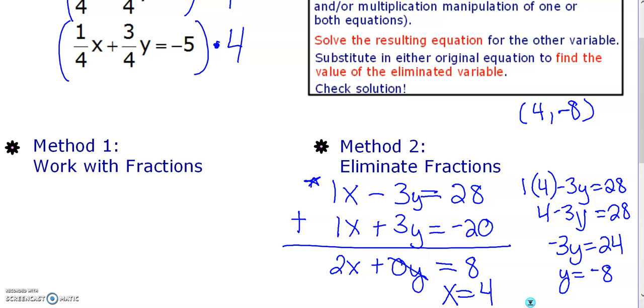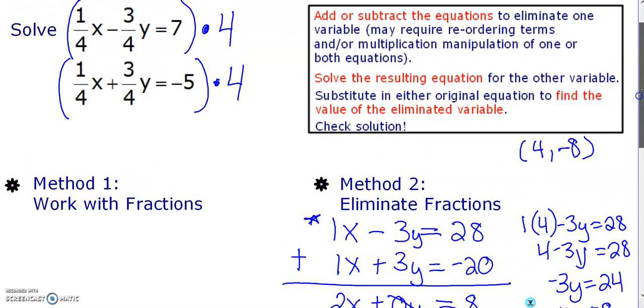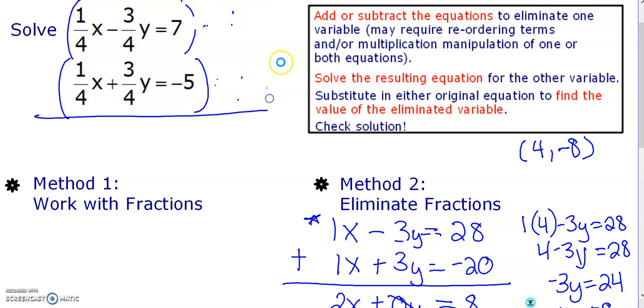The other way is to just suck it up and work with those fractions. So if I go ahead and stack my fractions up the way they are, I'm going to erase that multiplied by 4 and just work with the fraction. 1/4 plus 1/4 is 2/4 x. I know I can simplify, I'll do that later.